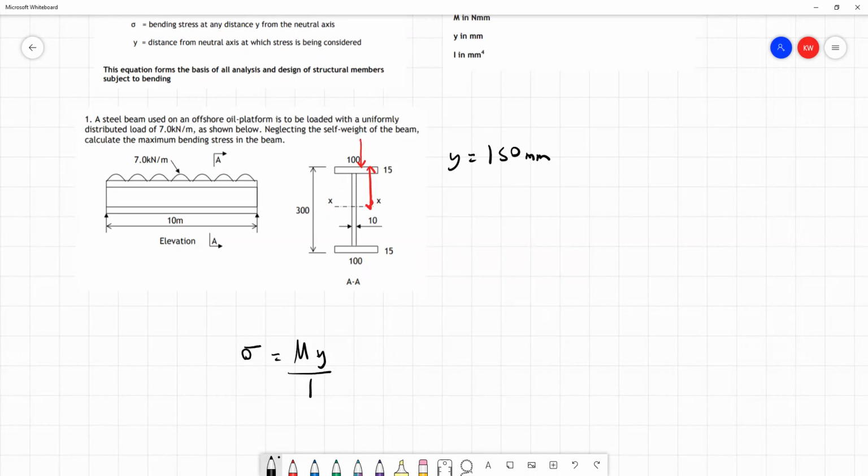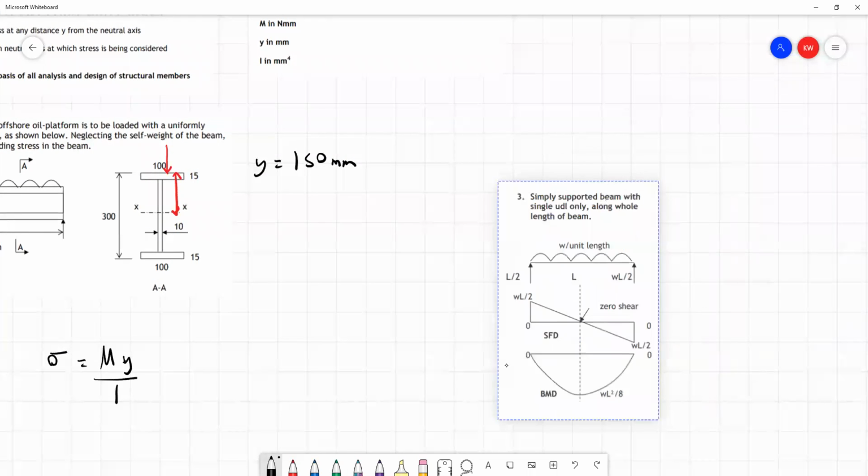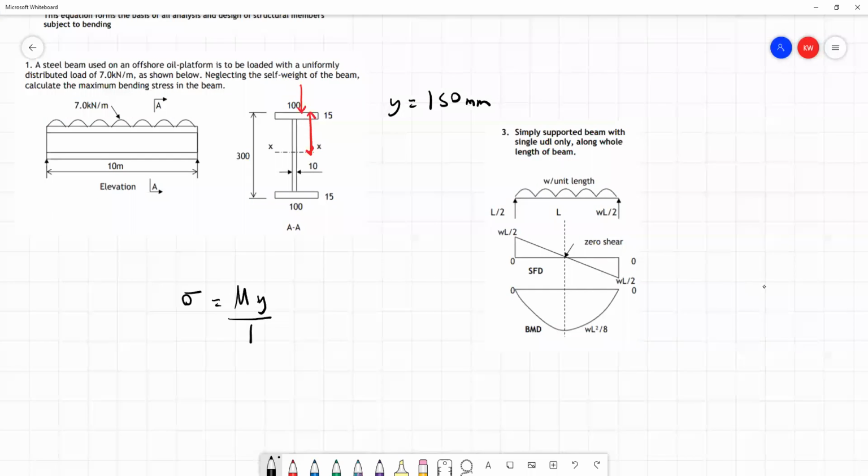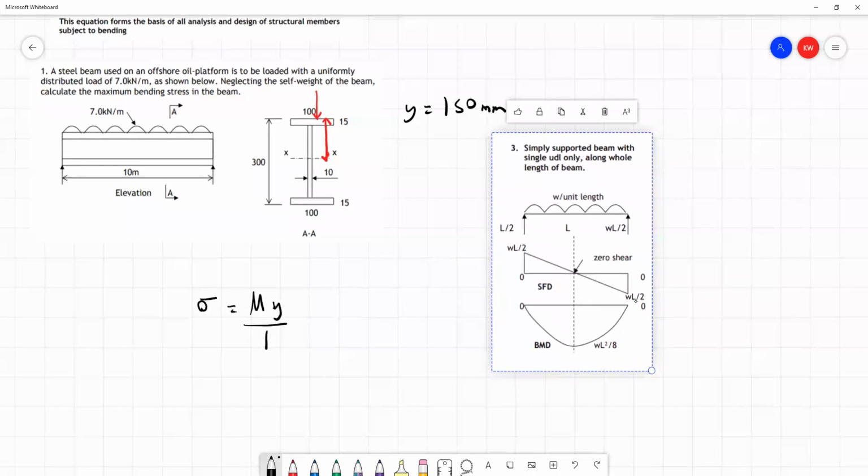We can also find M quickly as well. We know how to calculate bending moment in a section of beam. We could go about what we've done in learning outcome 1, but we could also observe the type of beam we've been presented with here. The support on the top of this beam is the same as one of our standard cases from learning outcome 1, a simply supported beam with a single UDL only along the length of the beam, and that's what we have here.